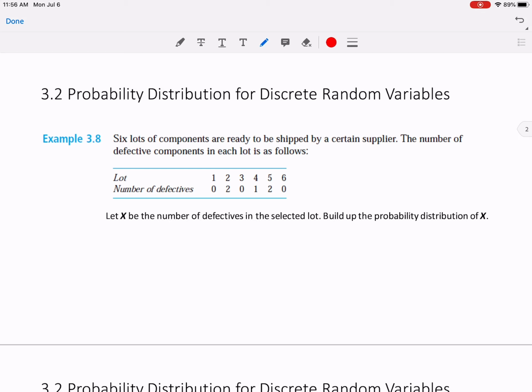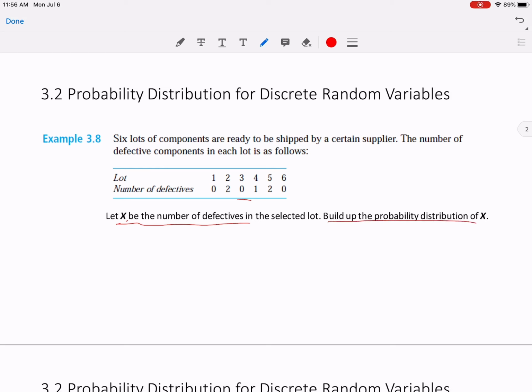This is from the textbook, 3.8. Six lots of components are shipped by a certain supplier. The number of defective components in each lot is as follows. So we have the lot number over here, number 1 through number 6, and we have the number of defectives of each lot over here. The problem says let x be the number of defectives in the selected lot. Build up the probability distribution of x.